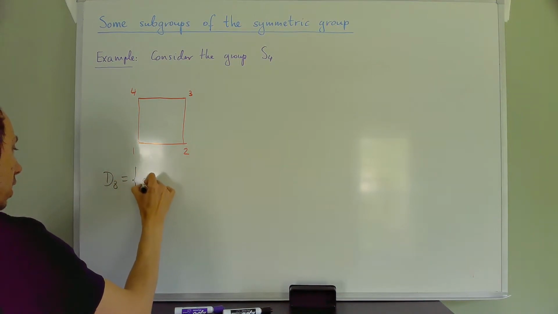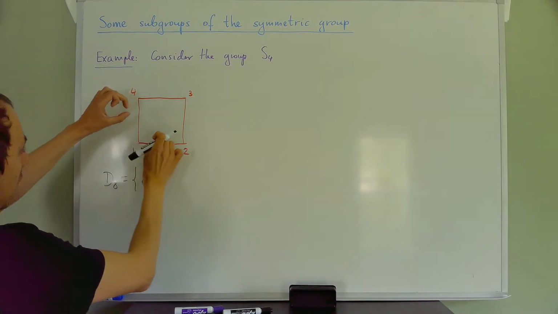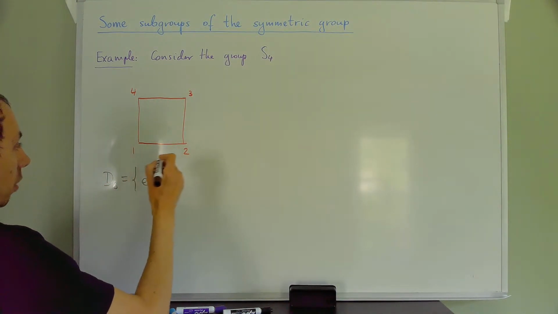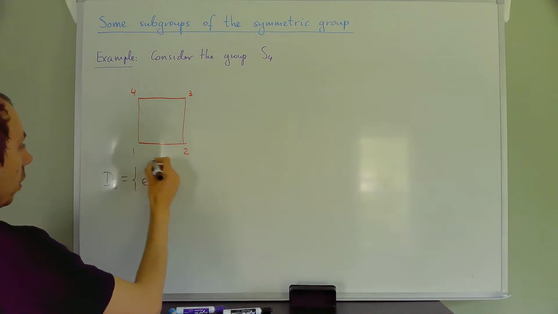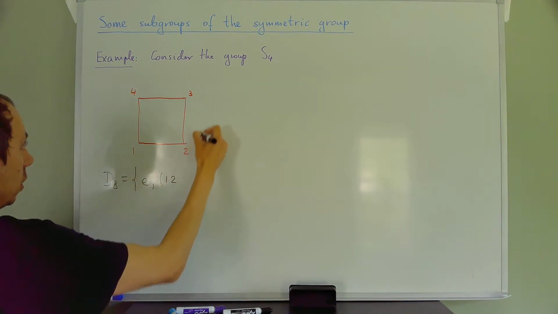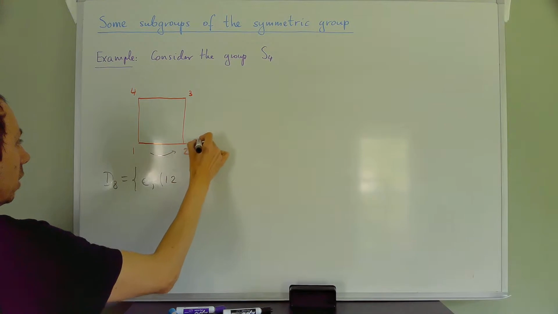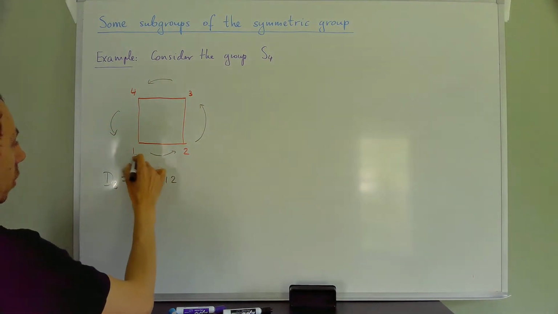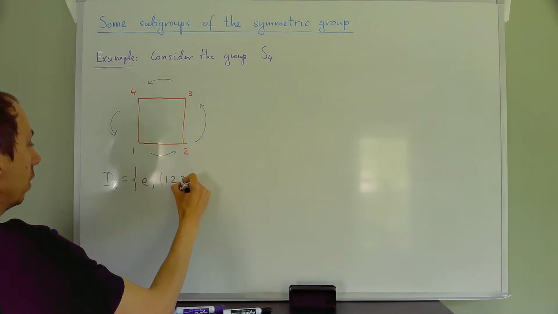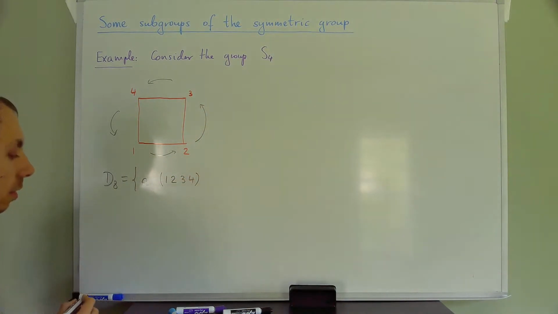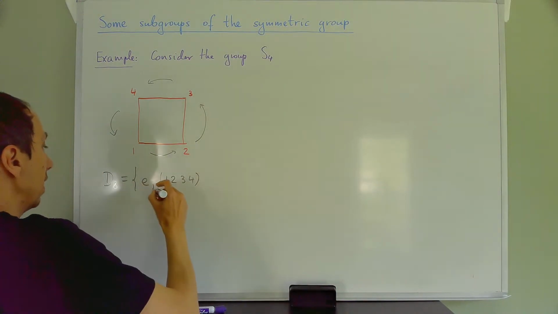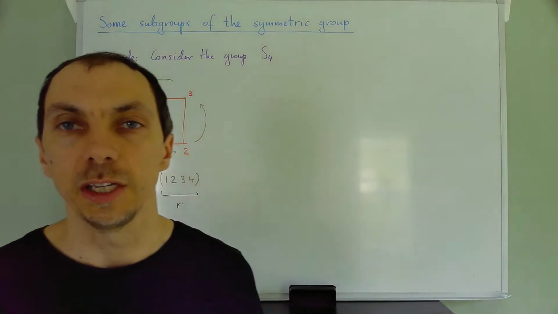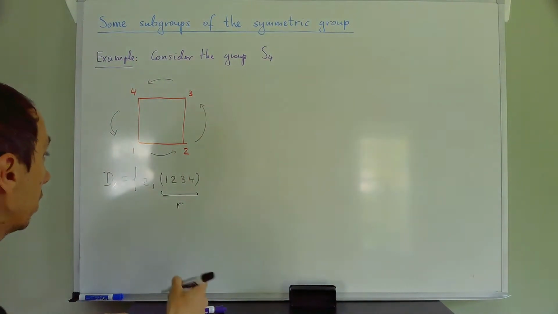Of course, the identity. But if I rotate the thing by 90 degrees, then what happens to the vertices? 90 degrees counterclockwise. 1 goes to 2, 2 goes to 3, right? That's the rotation like this. 90 degrees counterclockwise. 1 goes to 2, 2 goes to 3, 3 goes to 4, and 4 goes to 1. So that is what corresponds to the rotation by 90 degrees counterclockwise.